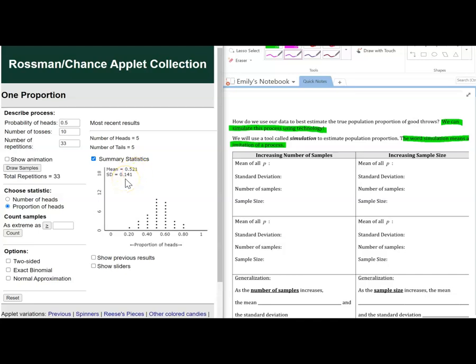And then the standard deviation was 0.141. So this distribution doesn't look too terribly far off from what I did in class with you guys. This is obviously a little bit shorter, and then this one's taller. I think these were flipped, but generally the same idea.